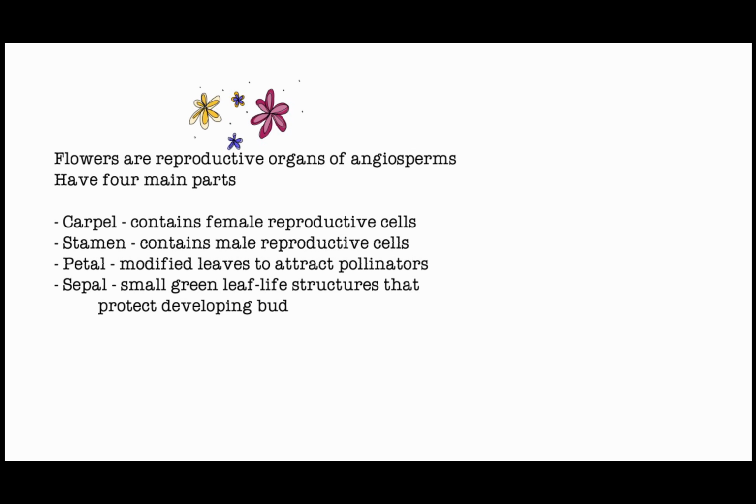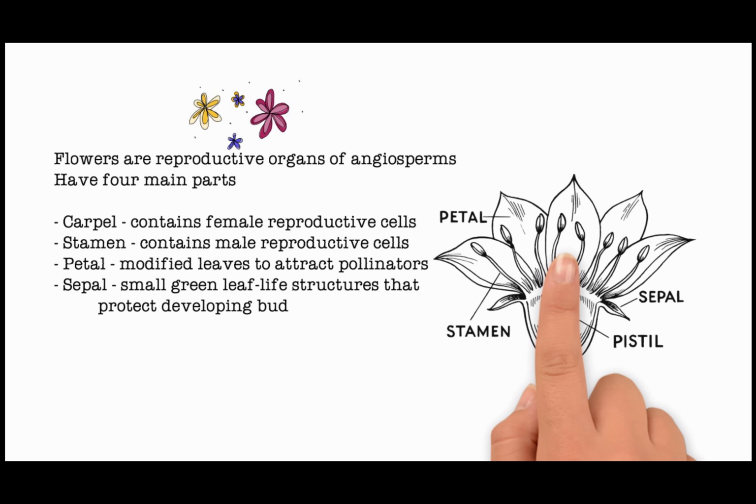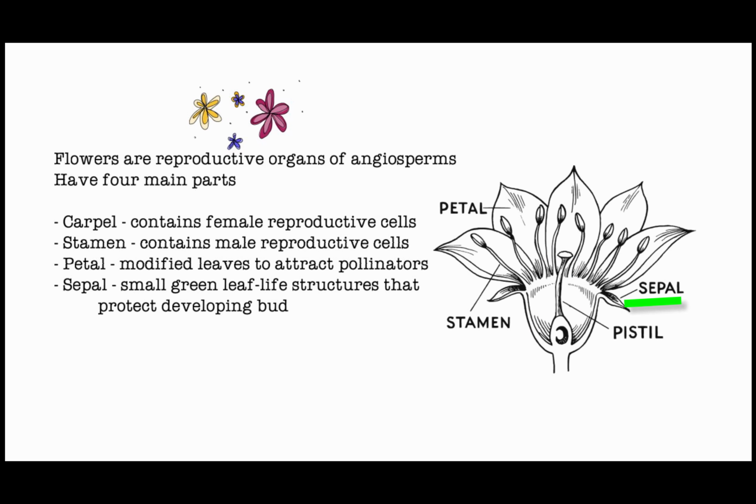Let's take a look at this flower diagram and identify where all the parts are located. Sepals are on the outside, then the petals. The stamen surrounds the carpel, which is labeled pistil on this diagram. A carpel can contain one or more pistils.